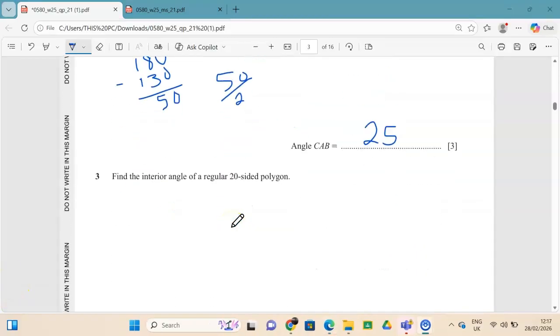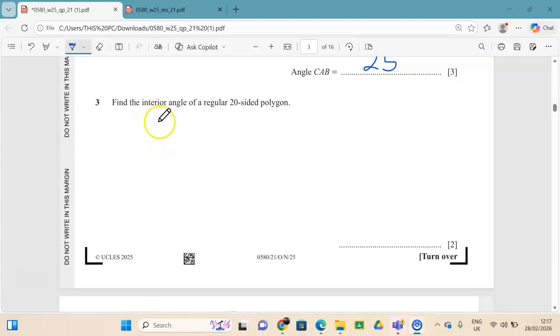So let's look at question 3. Question 3 says, find the interior angle of a regular 20-sided polygon. You need a trick to be able to get this faster. One is that you know that the number of sides is 20. So find the interior angle.